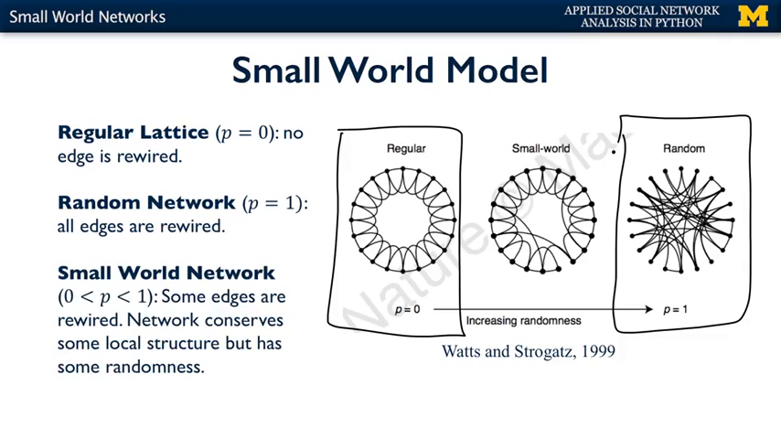If p is between 0 and 1, then some edges get rewired. So you create some long bridges, and the average distance between nodes gets reduced. But the local structure, depending on p, can be maintained. So you can maintain that high clustering as well. So there's a sweet spot for the parameter p where you can maintain both the short distances as well as the high clustering. And so let's see that next.